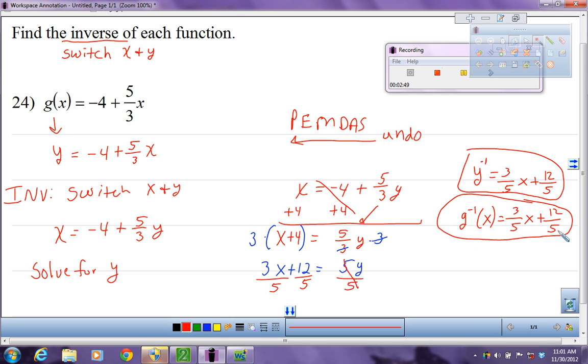Also notice that your 5's are the same. So if you don't see this answer, it's probably because they wrote it as a common denominator. In other words, you can write it like this also. So either one of those, okay? Either one of these two.